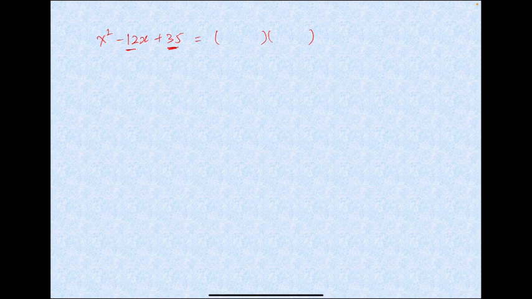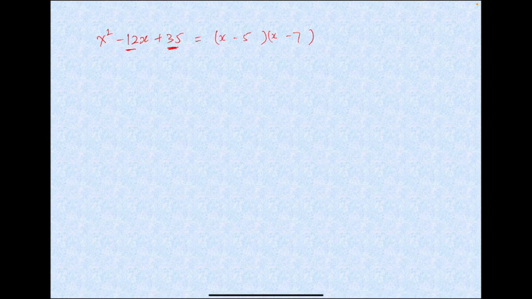In this case, the two numbers should be minus 5 and minus 7, because minus 5 times minus 7, the product is plus 35, and minus 5x minus 7x, when you add both of them up, it's minus 12x. So you need to recall how to factorize.